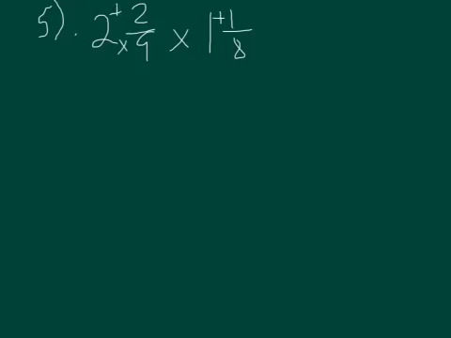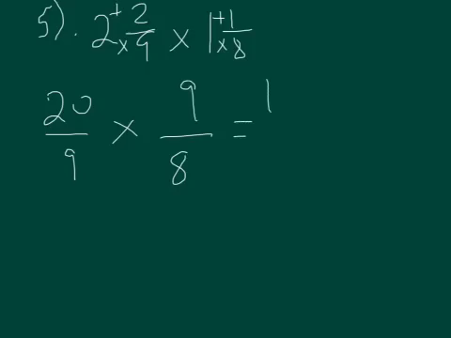Okay, number 5. This is actually one of the easiest parts of the test to me. We got 2 and 2/9 times 1 and 1/8. I'm going to change my mixed numbers to improper fractions so I can multiply. I do that with the Texas method: 2 times 9 is 18, plus 2 gives me 20. Denominators never change. 8 times 1 is 8, plus 1 is 9.